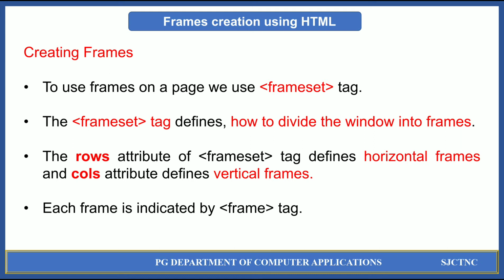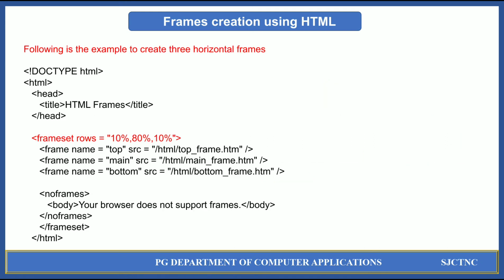We can see a small example of how to do that. Here we have an HTML page, document type HTML, then a head tag that contains a title tag, HTML frames. Then we can see a frameset. Here a body tag is missing. Then within the frameset, we can divide our page into 3 portions.